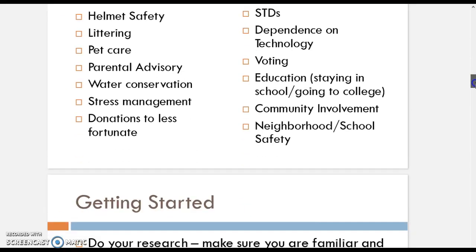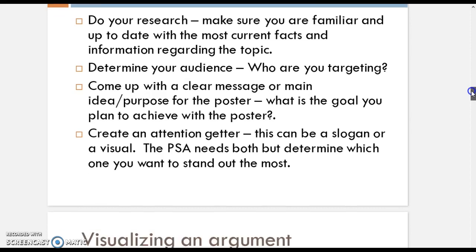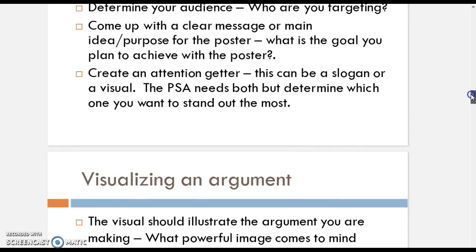And again, some of these you really do have to narrow down. And I also discuss how to get started. Obviously, do research, determine who your audience is. This PSA poster can be directed towards kids, it can be directed towards teenagers, women, men, a general audience. So make sure that you make that clear. Like for example, if it's directed towards kids, then maybe it should be more colorful. If the topic is a little bit more serious and you are directing the topic to adults, then maybe the color should be a little bit more serious. Maybe utilize a black and white color scheme or something like that, right?